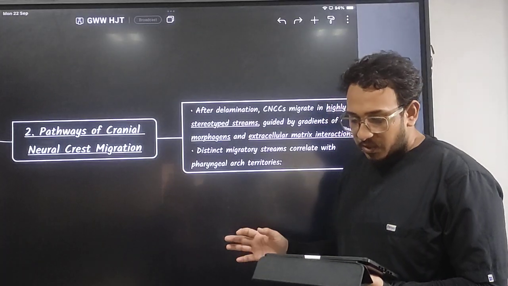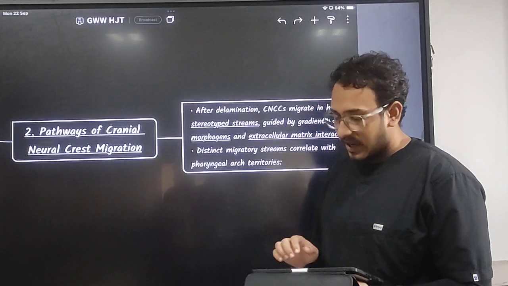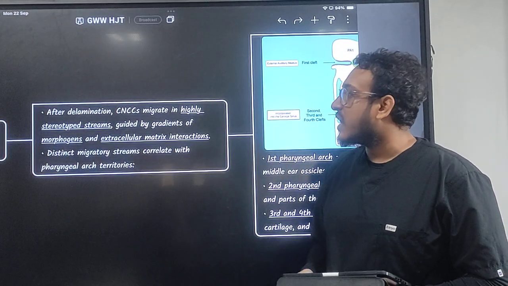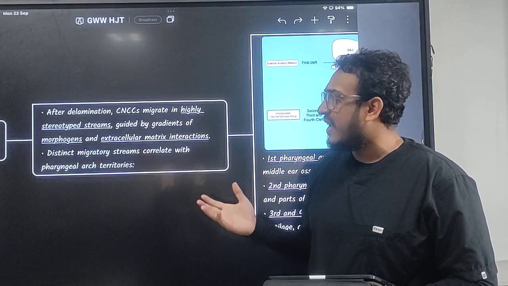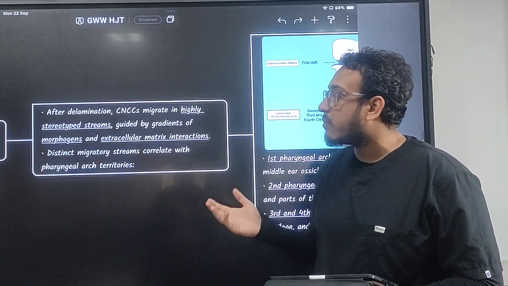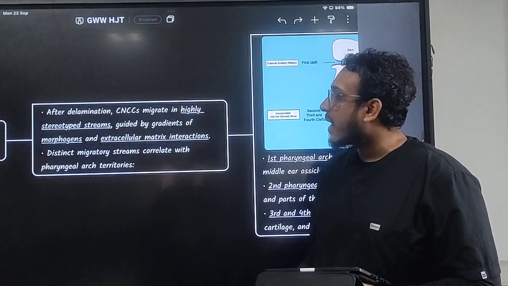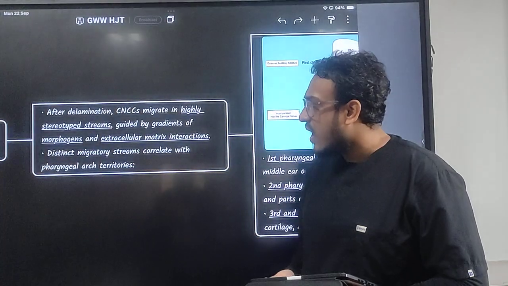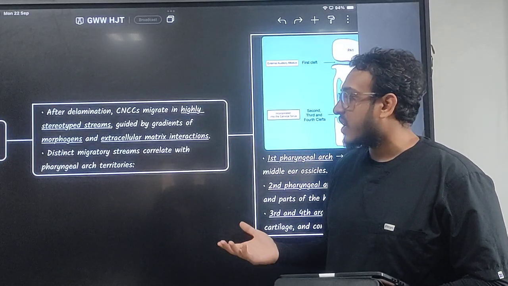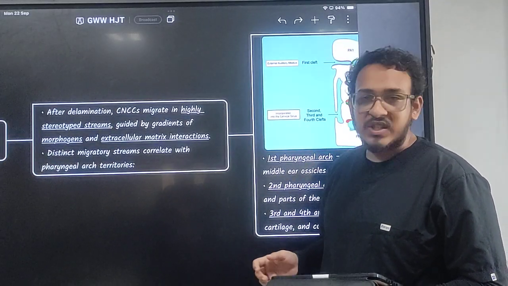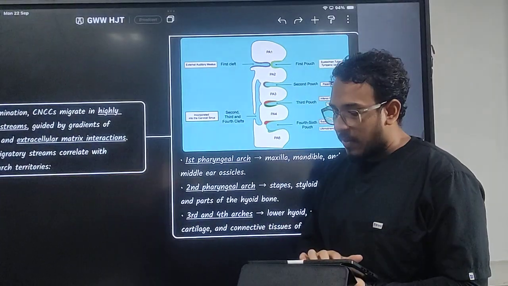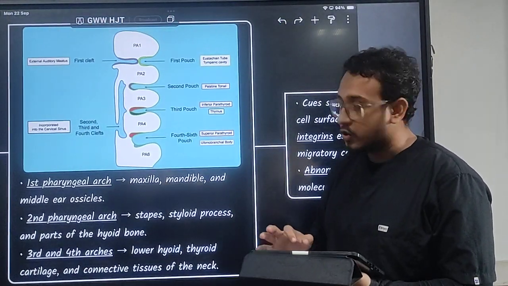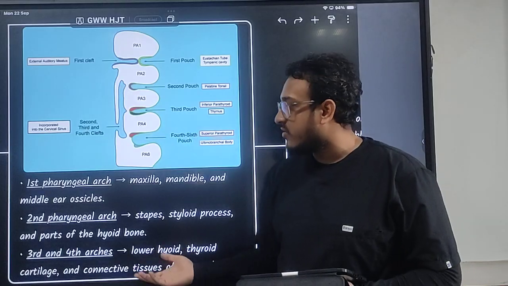Then the pathways of cranial neural crest cell migration, we'll look into that. After delamination, the cranial neural crest cells migrate in highly stereotyped streams, which are guided by gradients of morphogens and extracellular matrix interactions. These are distinct migratory streams and correlate with pharyngeal arch territories. So depending on the various arches, the cells will migrate and differentiate. Here are a few structures which are formed.